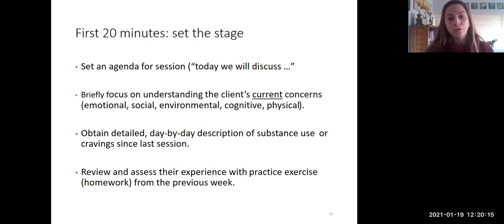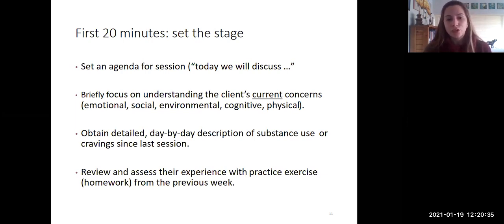So the first 20 minutes of an hour-long session, or the first sub component that you're going to cover when you're doing a CBT intervention, is you need to set an agenda. So every CBT technique or session starts with explaining, this is what we're going to do today. It should be really, really brief.